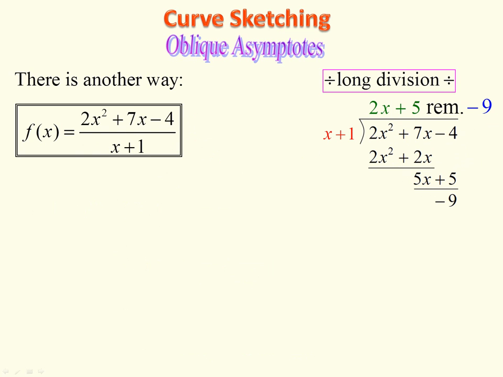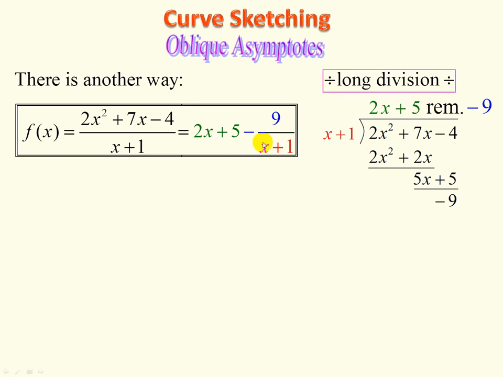There we are. Let's have a look at this one. Do your division: 2x plus 5, remainder minus 9, which means we're going to get 2x plus 5 minus 9 over x plus 1. Leave that for somebody else to do.